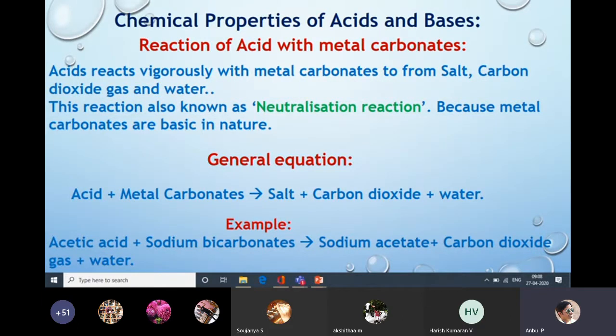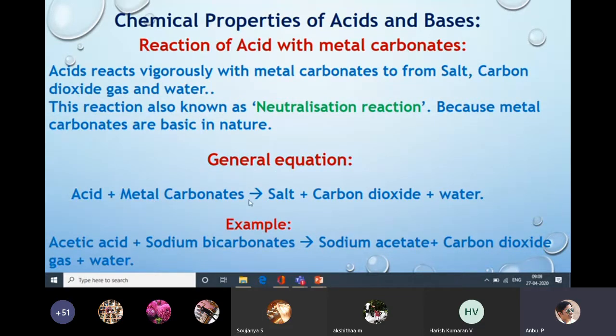So neutralization, the term indicates acid and base exchange the ions H plus and OH minus. So acid and base bringing the neutral substance is called neutralization reactions. So this reaction also is an example of a neutralization reaction. And here I have given the general equation.